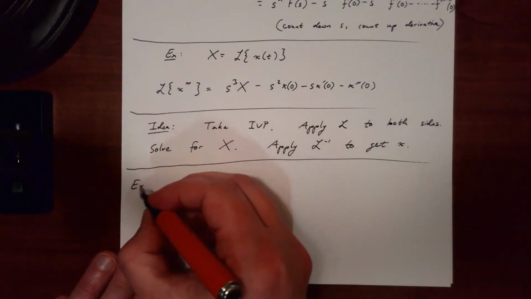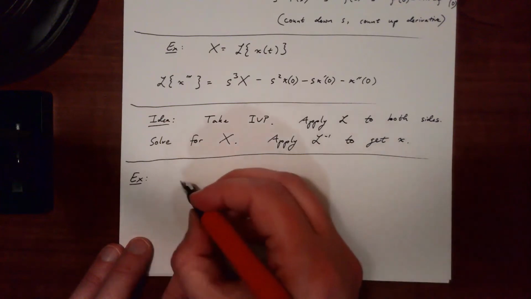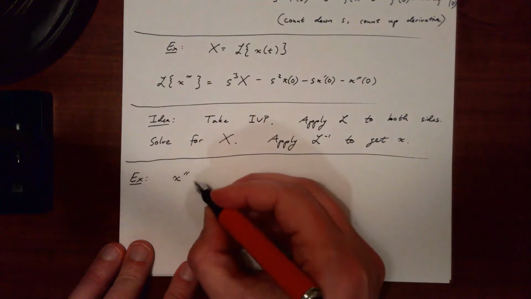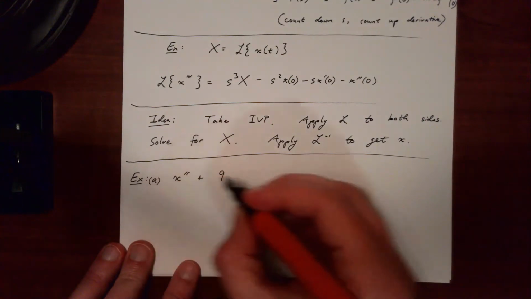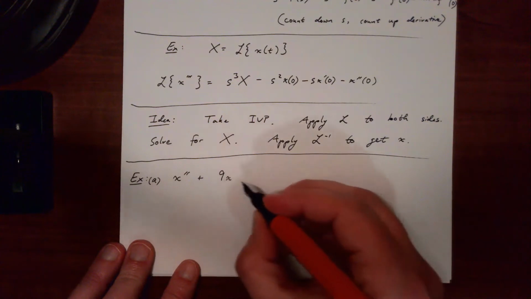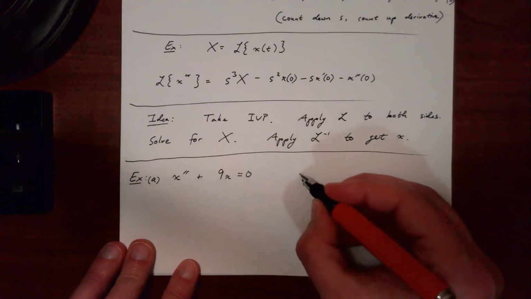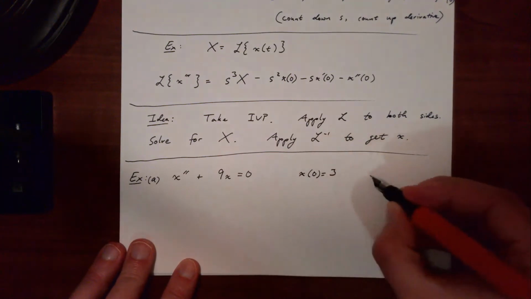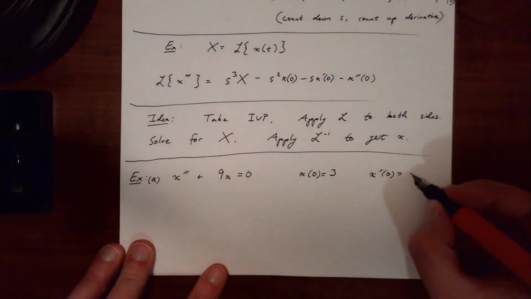We're just going to try lots and lots of examples here to get the feel for it. Okay, so let's say we had x double prime plus 9x, and we'll call this example A. x double prime plus 9x equals 0. That's our differential equation. We'll say x of 0 equals 3, and x prime of 0 is equal to 4.